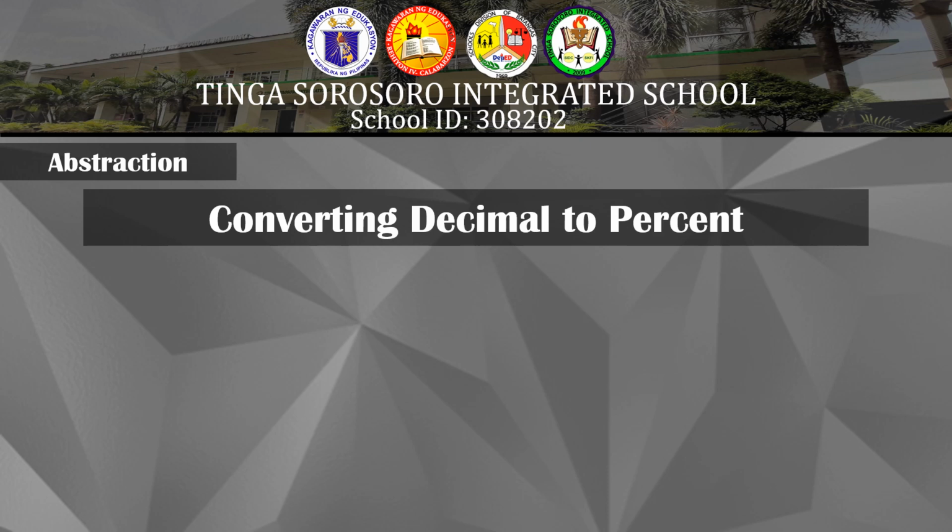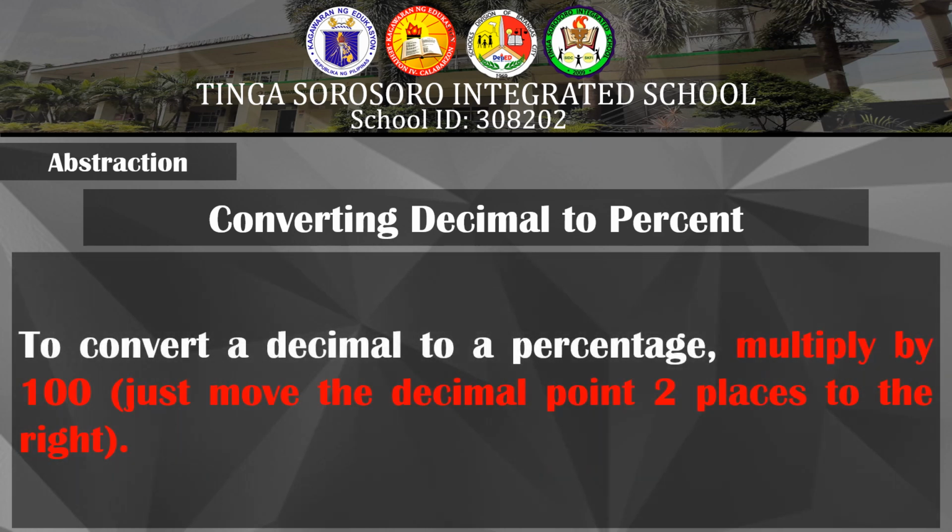For the last conversion, we have decimal to percent. So, paano nga ba ito isagawa? So, to convert a decimal to a percentage, multiply it by 100. So, i-multiply daw natin yung decimal into 100 or just move the decimal point 2 places to the right. So, i-move lang daw natin yung decimal places para sa other way.